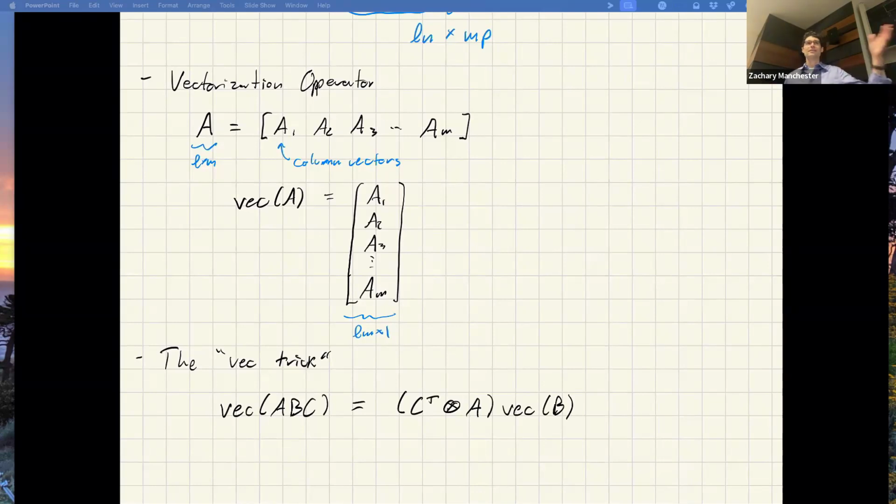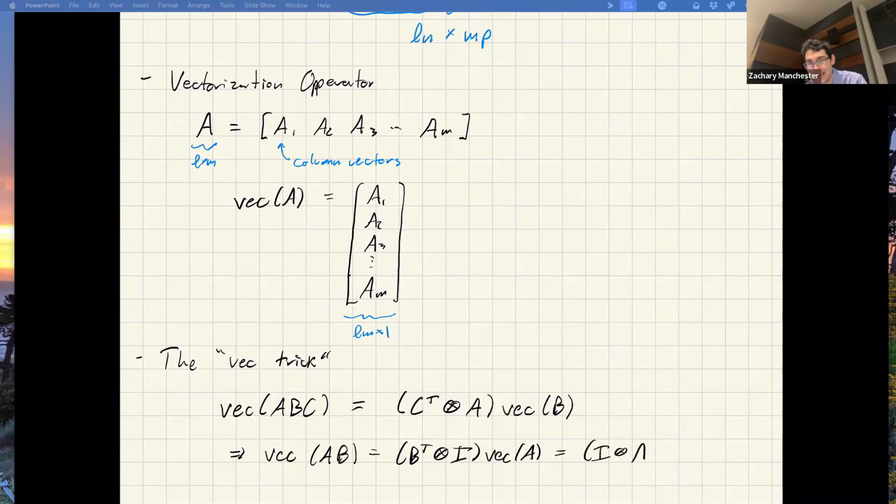If you think about what it's doing, it's not too hard to convince yourself that that's true. And in particular, there are special cases of this that are extremely useful. So if I have, for instance, vec of just A times B, what you're going to do in this kind of situation is pretend there's an identity on one side or the other of that expression. So I can write that thing as either B transpose Kronecker I times vec of A, or I could go the other way and write it as I Kronecker A times vec of B, right?